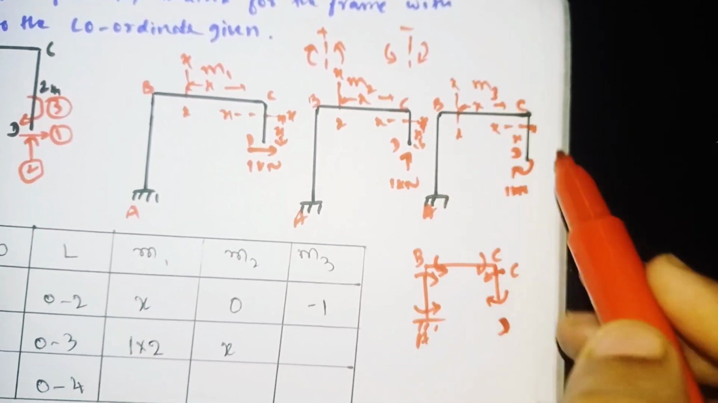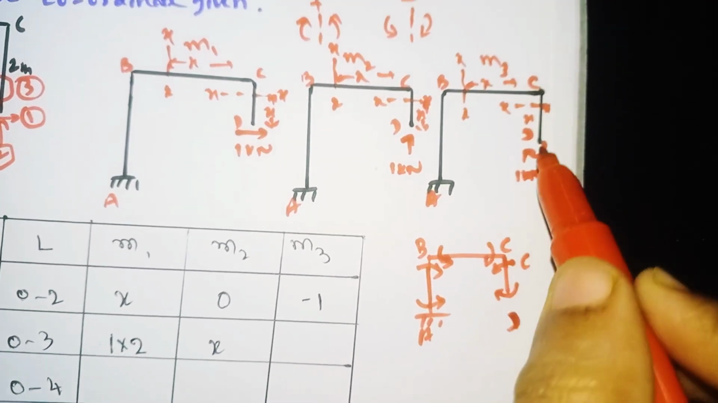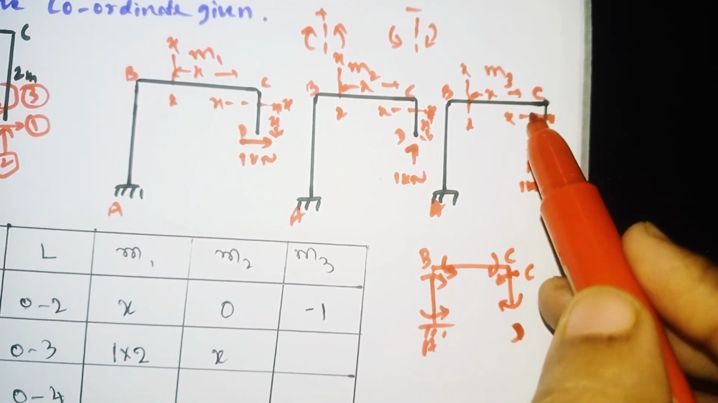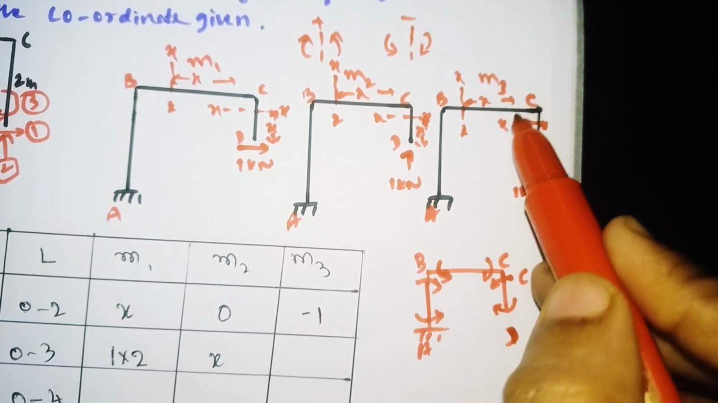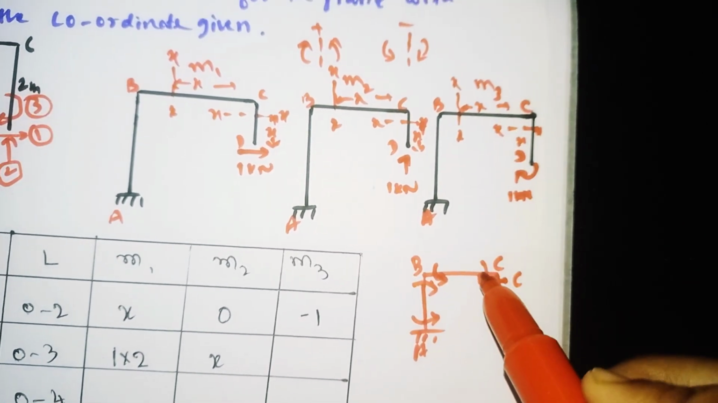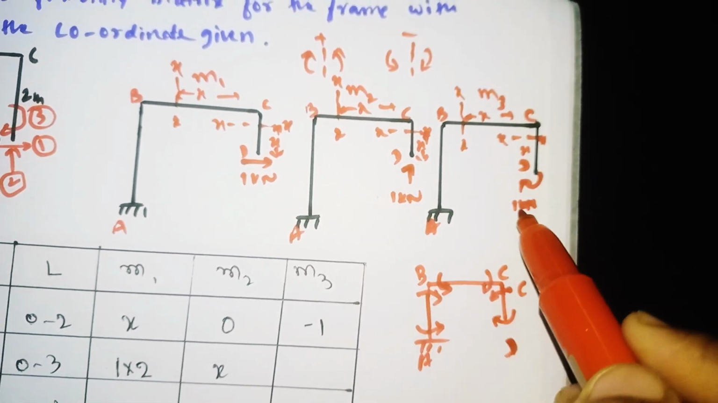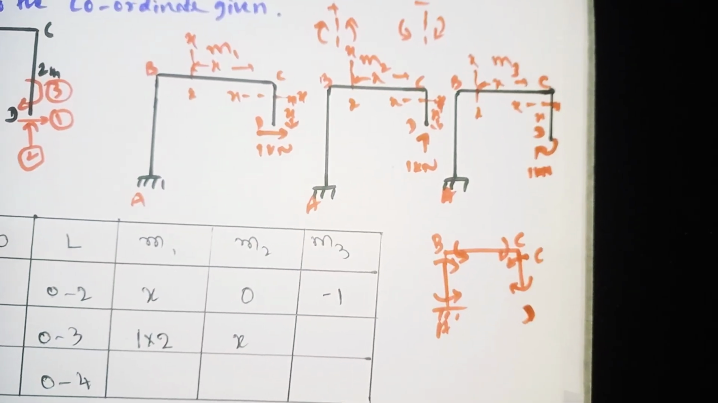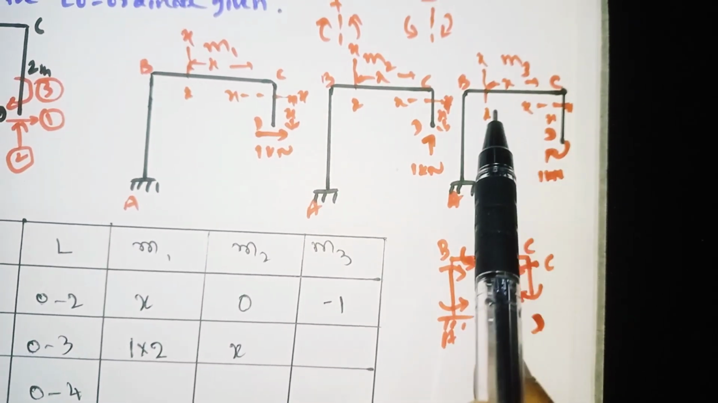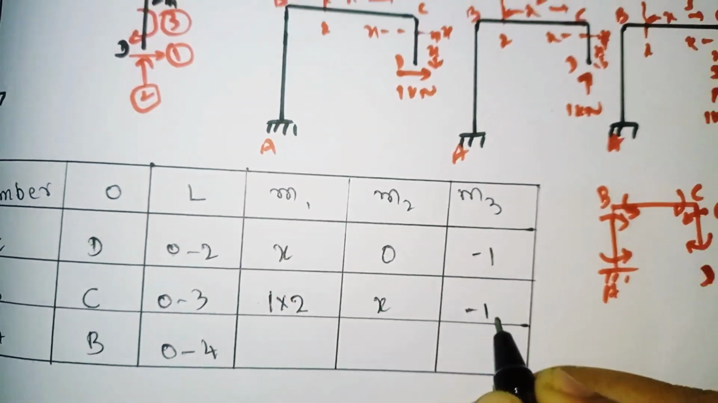So for CB, if it comes here, it acts like this, downward. Again, this movement is pushing the member downward. For that we need to take the negative. So the intensity is 1, so -1, because it has the negative effect on this member. So we need to take the -1 again.